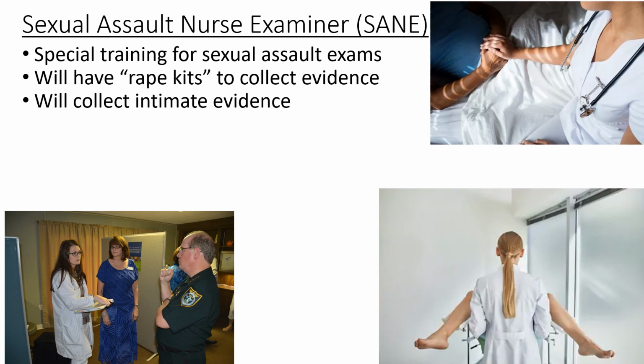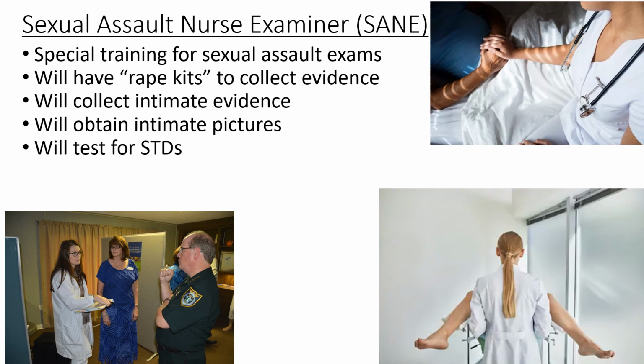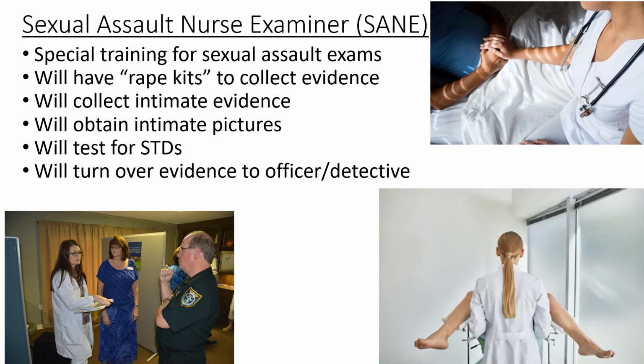If the rapist's pubic hair is found in the pubic area of the female victim, it's for the SANE to gather that evidence. If a semen sample is taken from inside the victim, that's the nurse's job to take that evidence, not the police officers. She will also take intimate pictures of injuries to intimate areas of the woman. She's going to test the woman for STDs to see if the rapist has given her any kind of sexually transmitted disease. The evidence that she gathers will be turned over to the officer or detective.